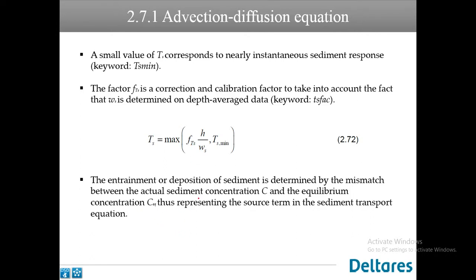And the mismatch between the C and the C equilibrium will represent whether it is being deposited or eroded. For example, if C is more than C equilibrium, then it will result in deposition.